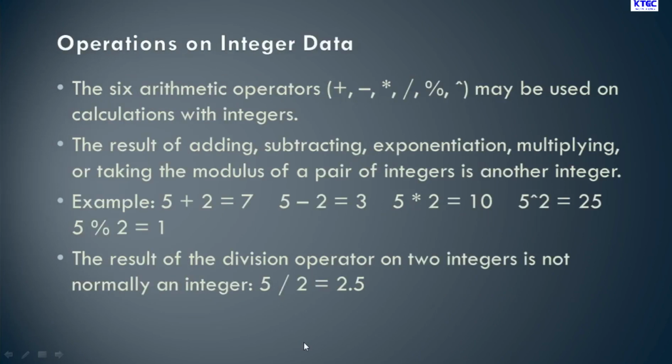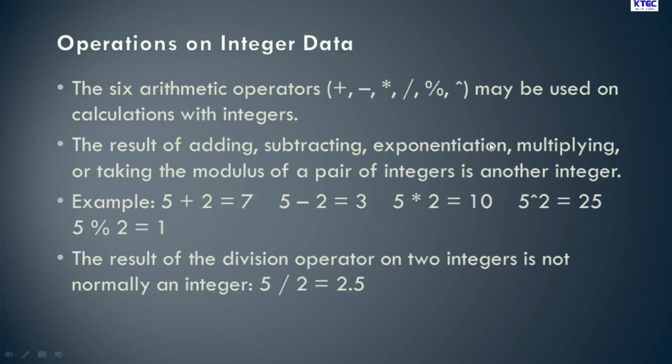Now, operations on the integer data type. The arithmetic operators we can use for our integer data type are plus, which means we can add, we can subtract, we can multiply, we can divide, we can use modulus, and we can use exponentiation. All this may be used in calculations with integers. When working with numbers, these are the operators we can use.